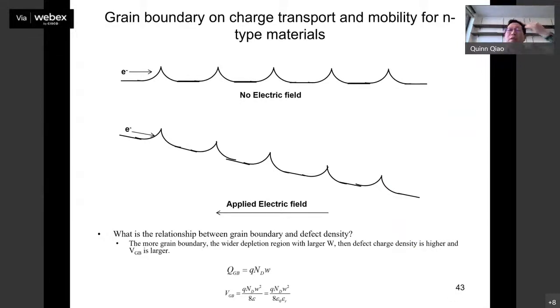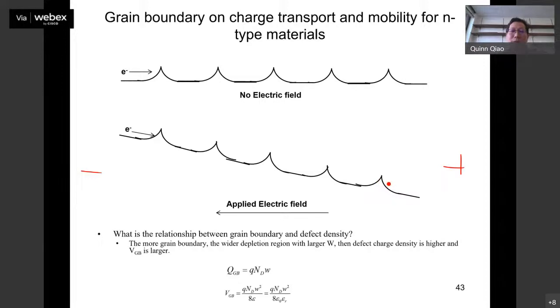If there's no electric field for N-type, it's like this, right? The grain boundaries: the electron travels through, slows down, and then tunnels through, and then again. But under an electric field, it can go down like this. The electric field from here to here, then it goes down like this, right? It kind of helps the electron transport a little bit.